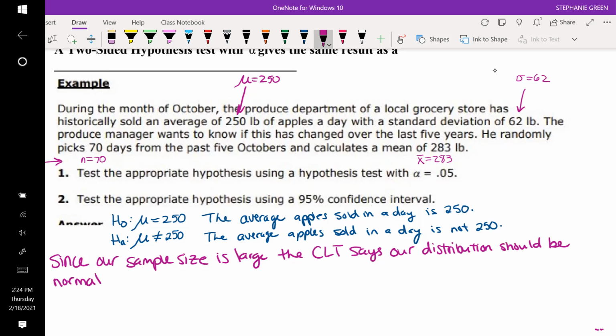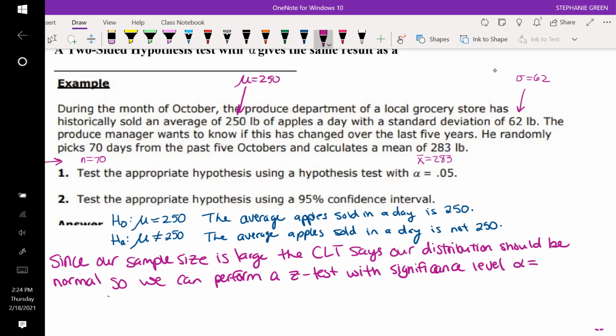So we can do a z-test, okay? Remember, we can't just do a z-test without verifying that we have a normal distribution. That's the condition or the assumption we have to make. Since our sample size is large, the central limit theorem says our distribution should be normal, so we will perform a z-test with significance level alpha equals, and they say to use 0.05, so I'll do 0.05.